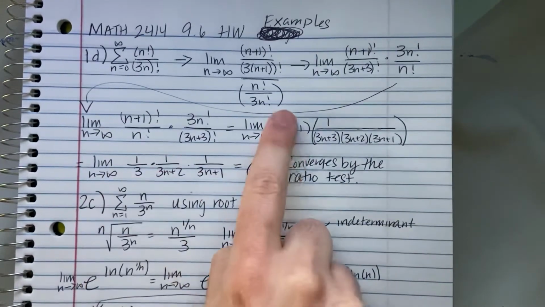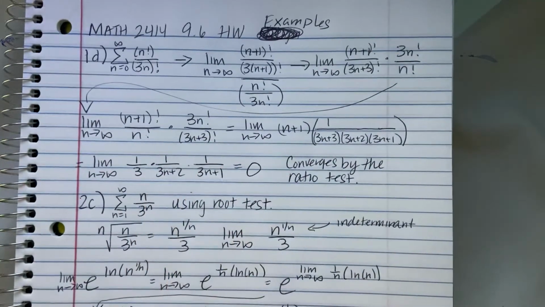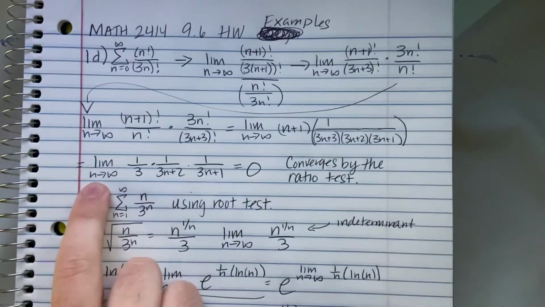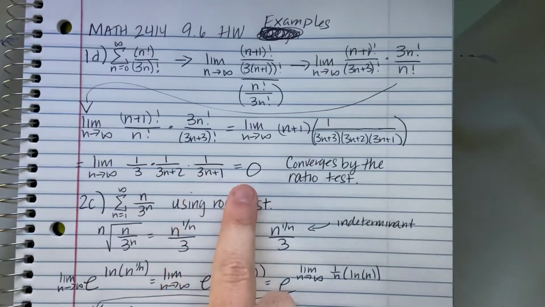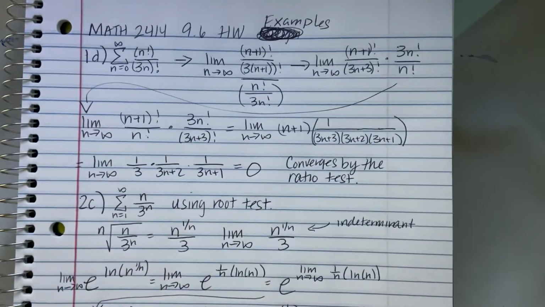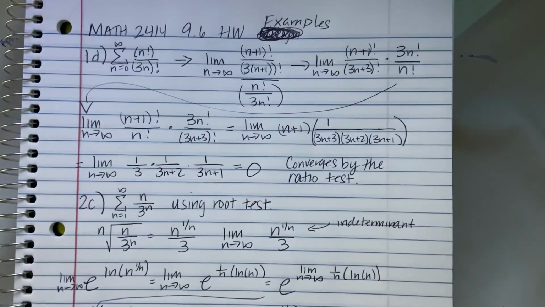It's 1/3 from this first part, and 1 over 3n plus 2, and 1 over 3n plus 1. They're all multiplied together, but we can take the limit now. As n goes to infinity, this is going to be 1/3 times 0, which is 0, which will converge by the ratio test. So you do have to be careful, especially when you have numbers in front of the factorials. It's not always just that thing that survives. Sometimes there's more, so you really have to understand how factorials work in order to work them.